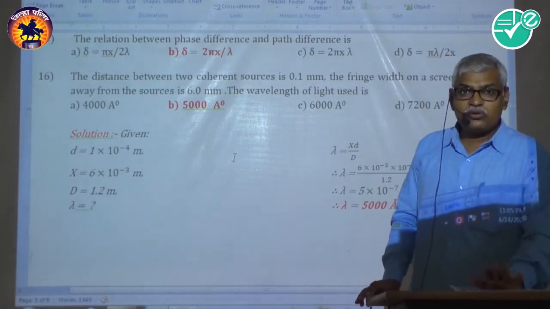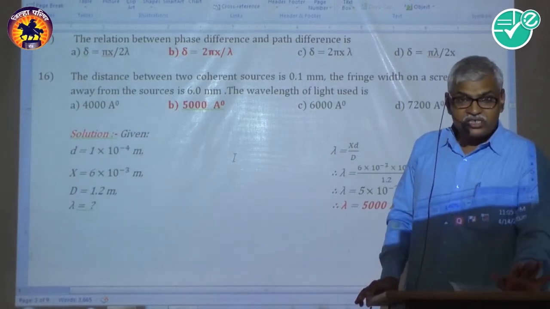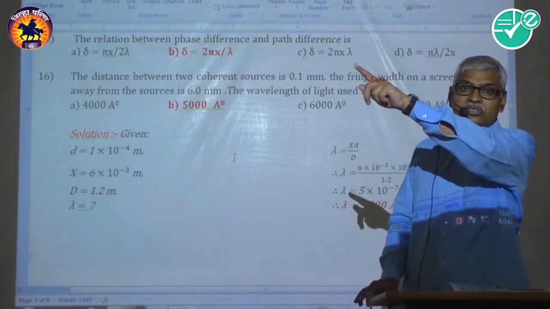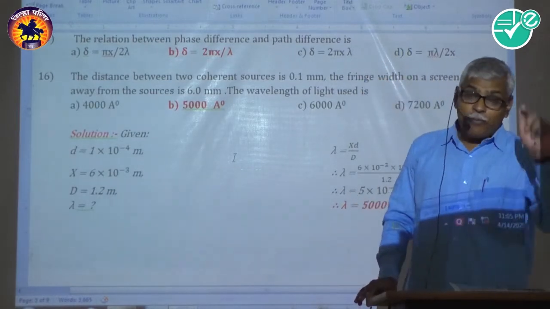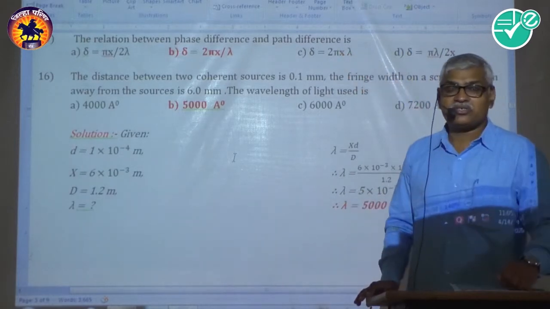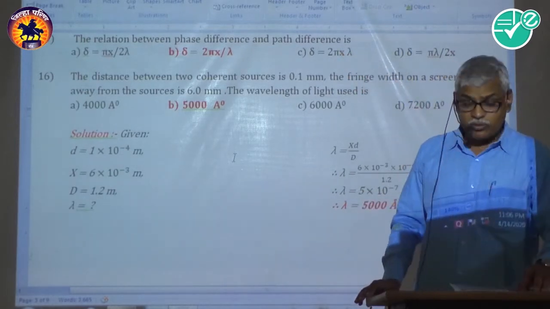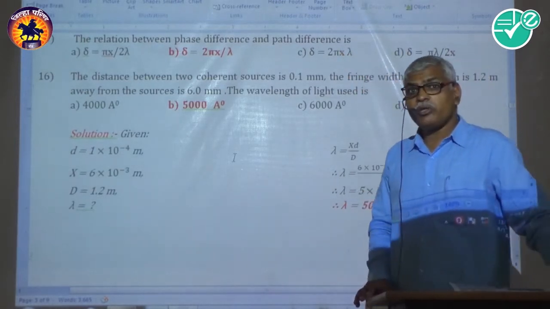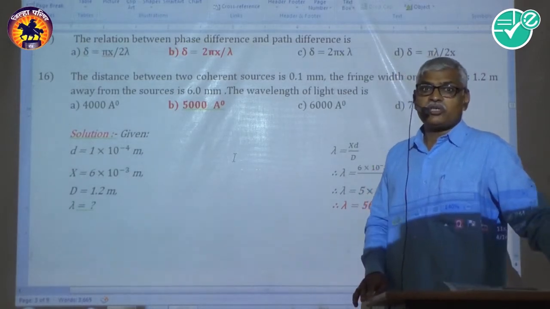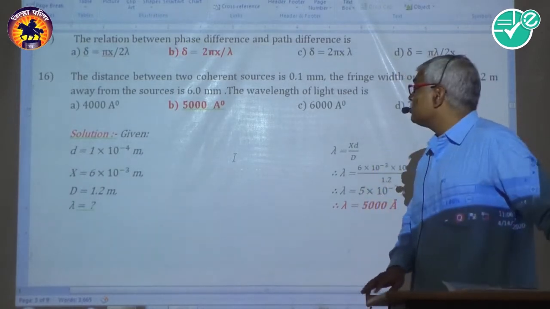Now, I also repeat this one. Phase difference is equal to 2 pi upon lambda multiplied by path difference, or path difference is equal to lambda upon 2 pi into phase difference. This is the standard formula you have to keep in mind because the majority of students get confused in this one.